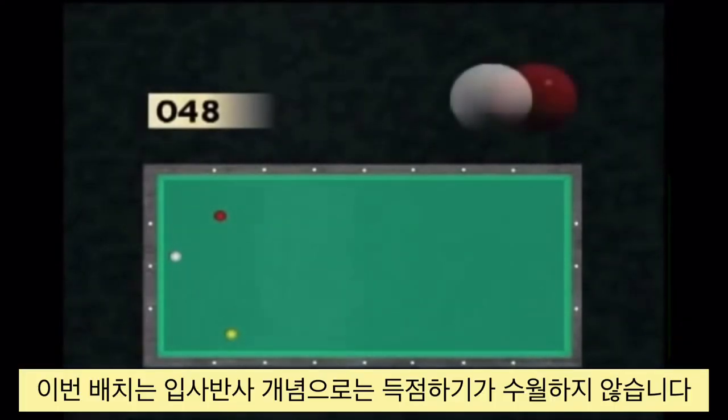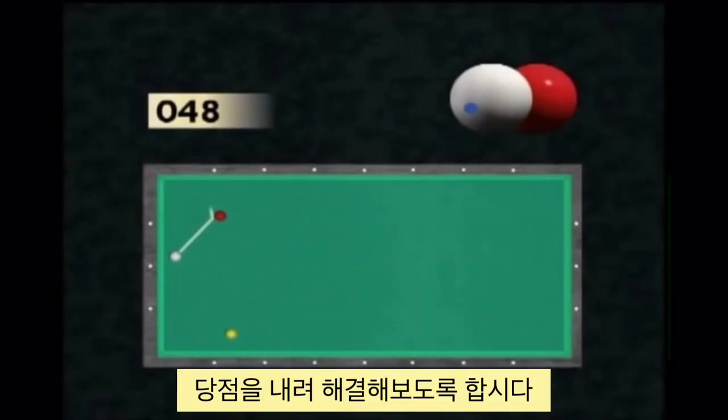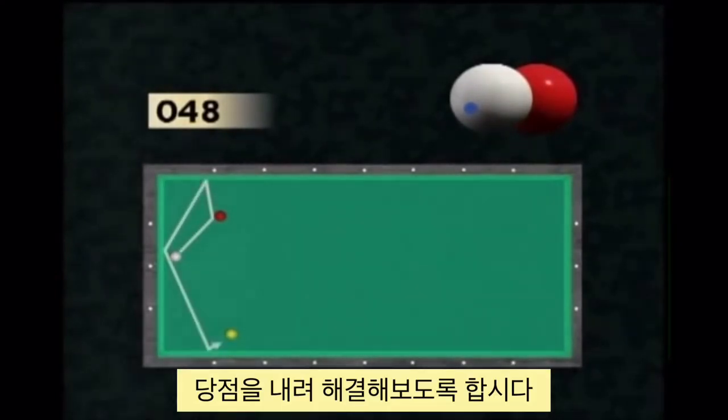Here, the natural reflection does not allow to play this point within the zone, so we use the bottom English to find the right course.